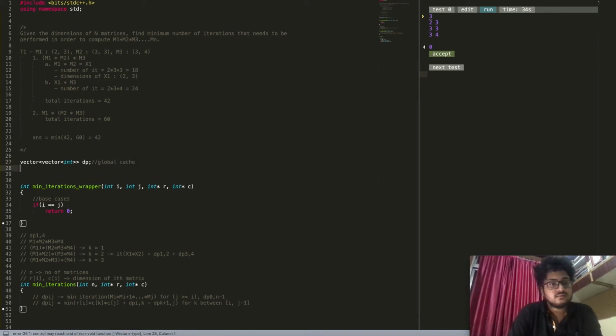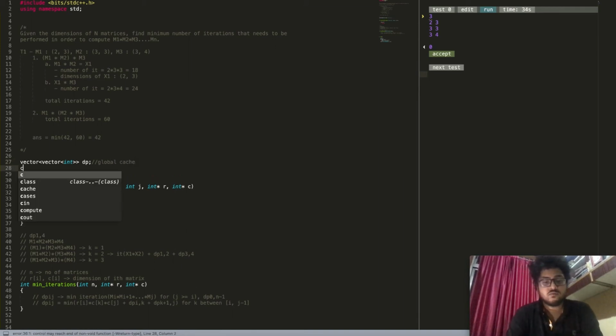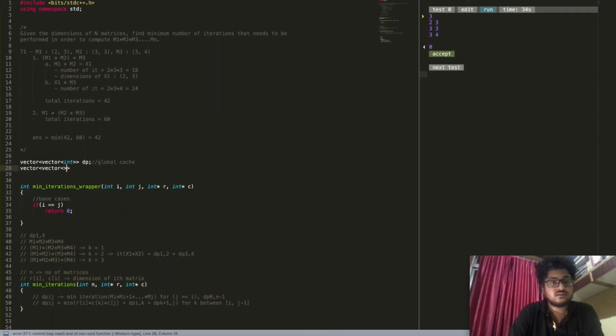And the second array that we want to declare will again be a two-dimensional array, a vector of vector bool, and let's call it VIS. It would just enable us to check whether a particular state has been solved before or not. So if VIS of I comma j is equal to 1, it will just mean that DP of I comma j was computed before. Alright, so these are the tasks of these two global variables.